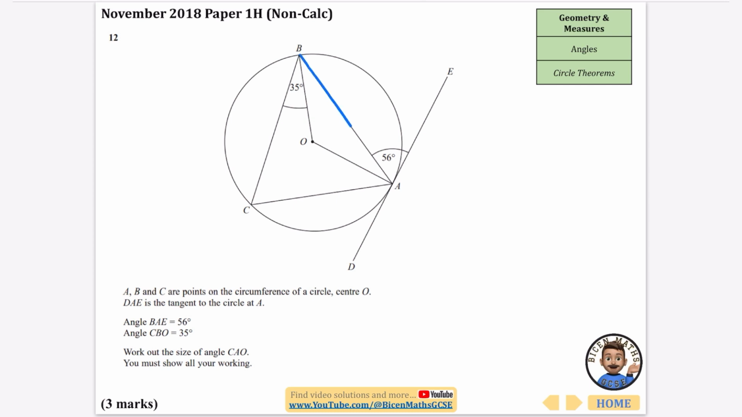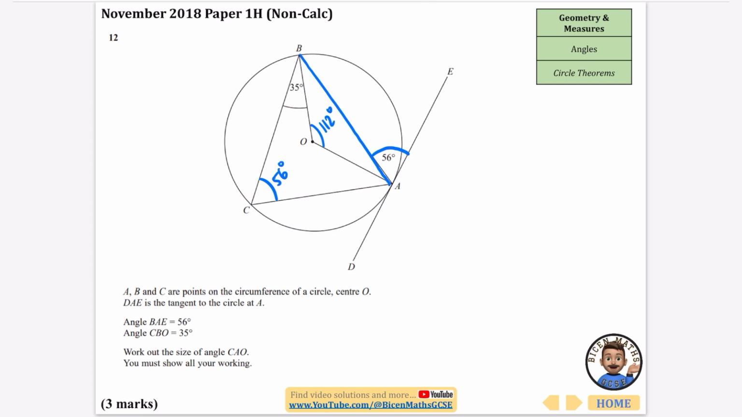So I'm going to begin by doing the alternate segment theorem. You can see that this angle here is 56, which means the one on the alternate segment of that line, meaning this is one segment and this is another segment, that is going to be 56 degrees that we've got here. Now, if I was going to give a reason, I could say that the angle at the centre is double the angle at the circumference, and double 56 is 112.